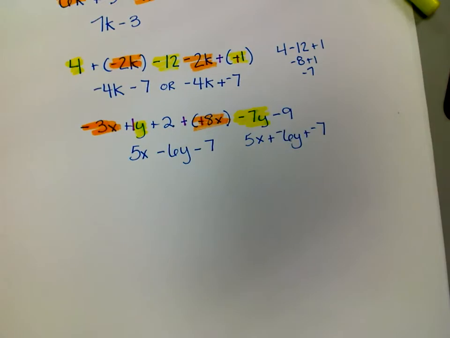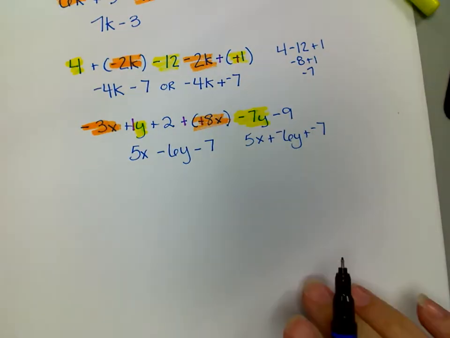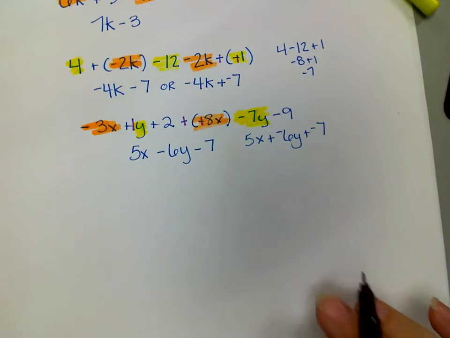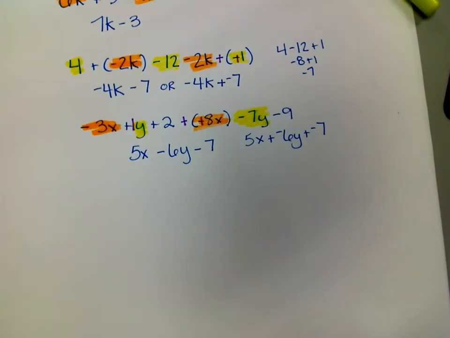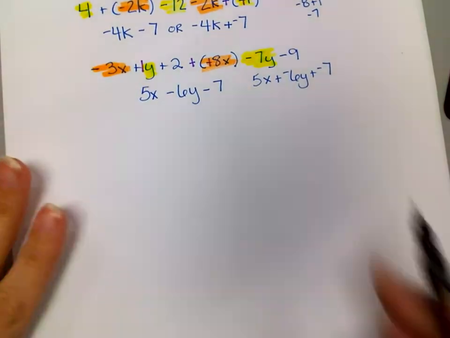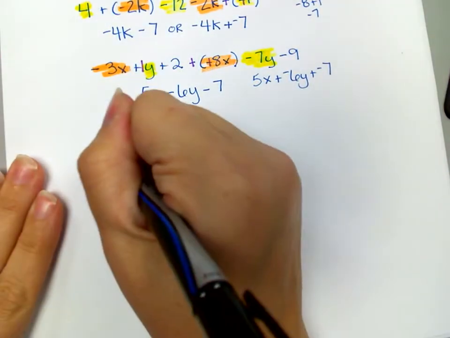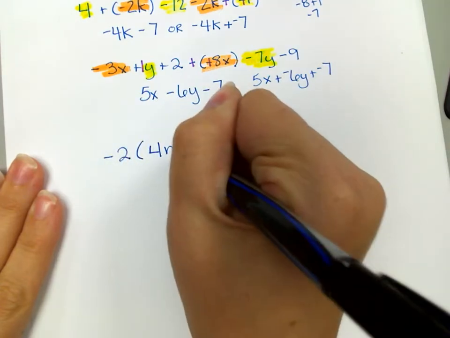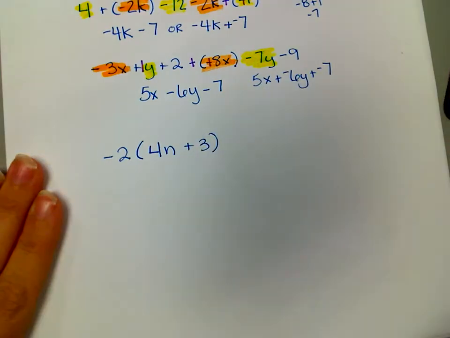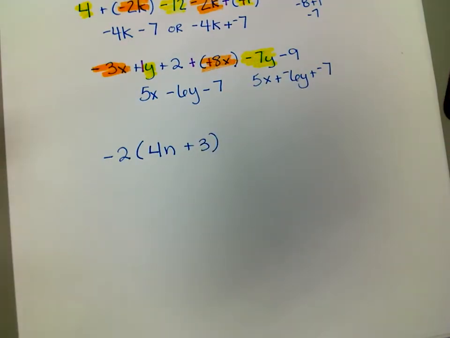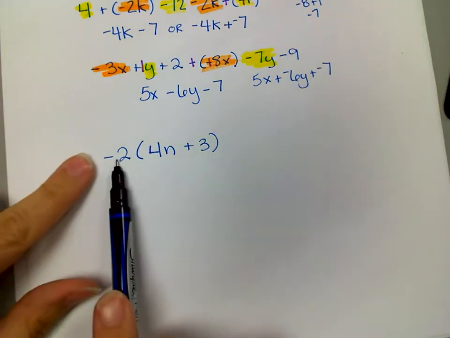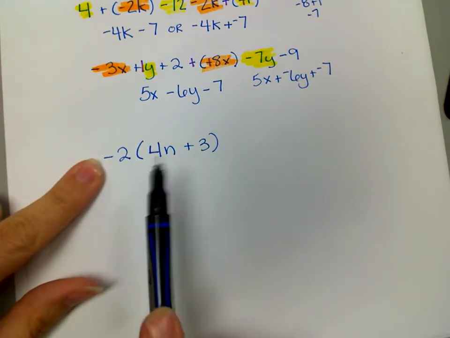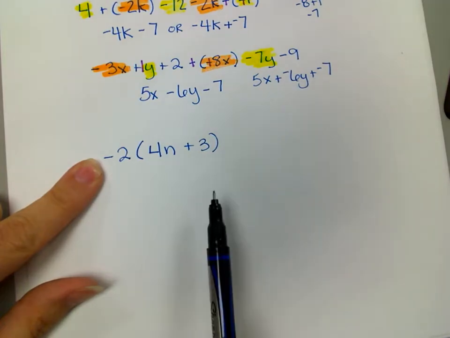Now, I am going to throw something different in there. I am going to throw in some that have the distributive property in it because that's where some of us get tripped up as well. So I'm going to start with a simpler one here. I'm going to say negative 2 times 4n plus 3. Okay, it's important to understand what this distributive property is. This is saying I have the opposite of two groups of 4n plus 3. So that's saying I have 4n plus 3 twice, but I have the opposite of that.